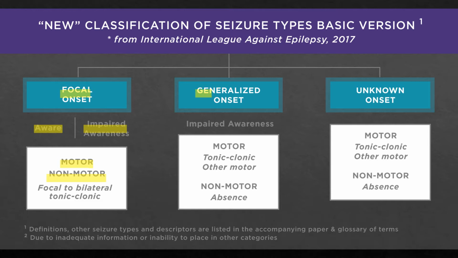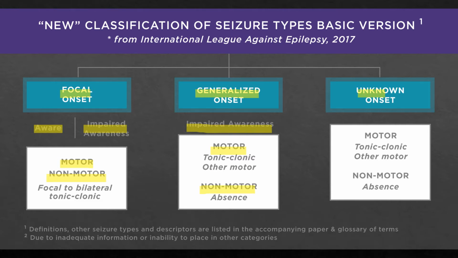Next will be the generalized onset seizure. These seizures affect both sides of the brain, or a group of cells on both sides of the brain, at the same time. This term was used before and still includes seizures like tonic-clonic, absence, or atonic. So generalized onset seizures have impaired awareness and can be both motor or non-motor.